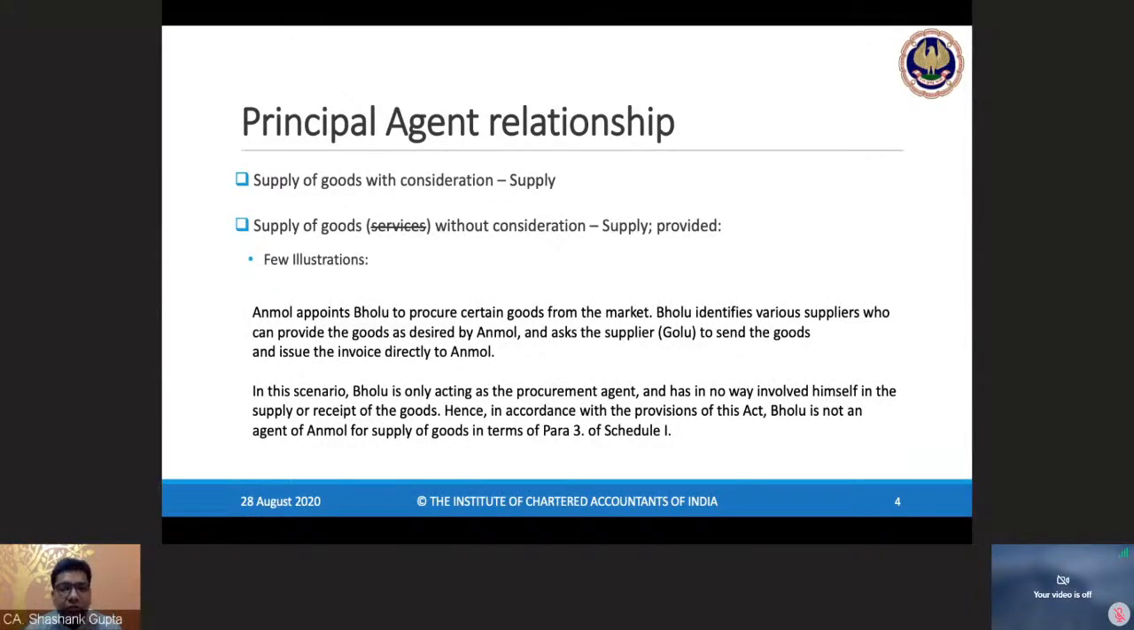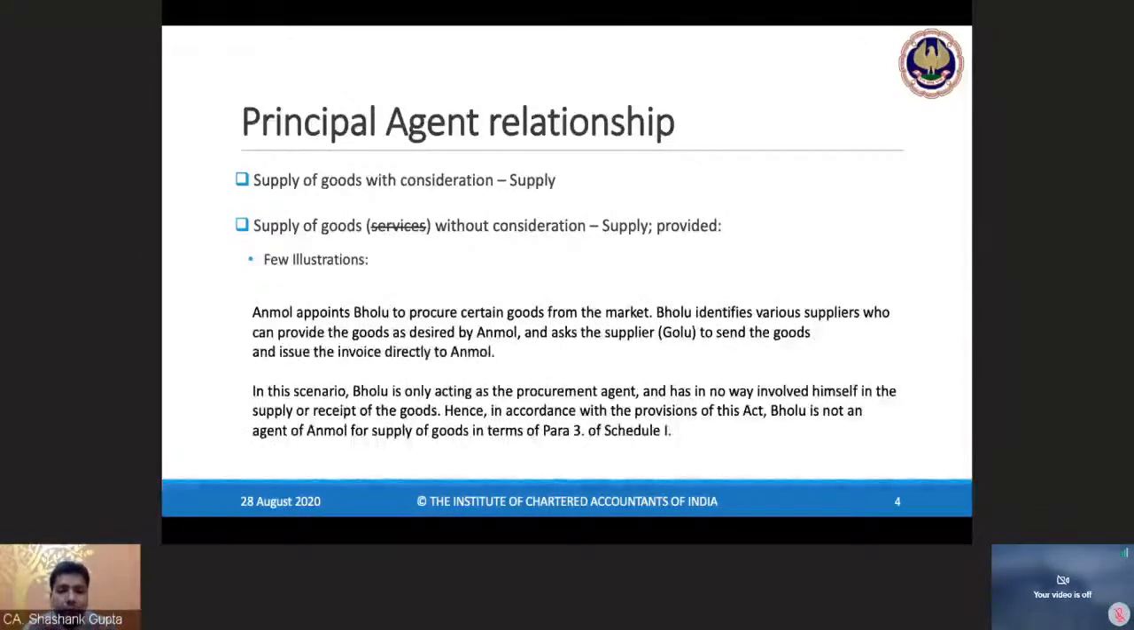I'll repeat myself that only in those cases where the principal is supplying goods to his agent without consideration, and the agent is receiving or supplying goods on behalf of his principal, in such cases the transaction will be liable to tax under GST, irrespective of the fact that there was no consideration. So what is this receives or supplies on behalf of his principal?